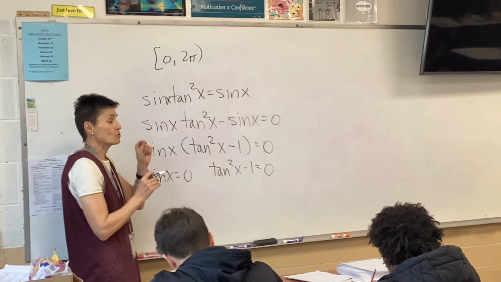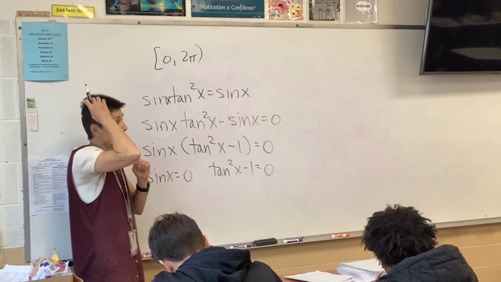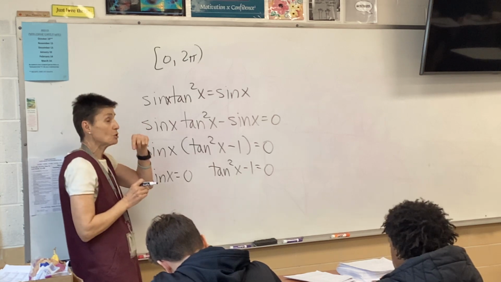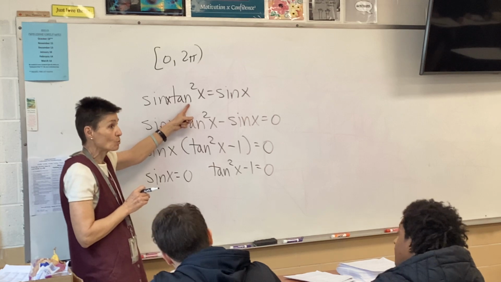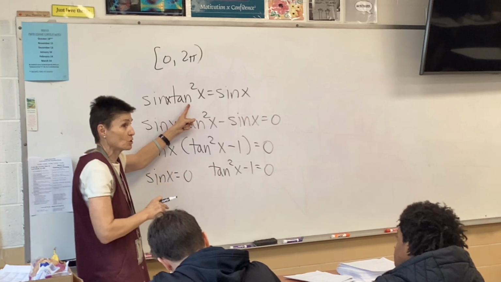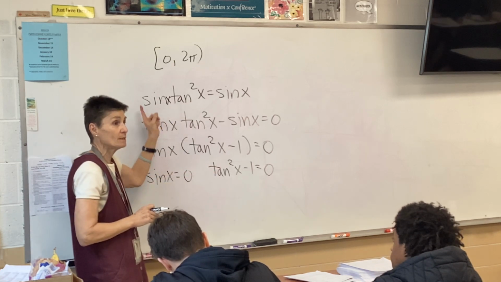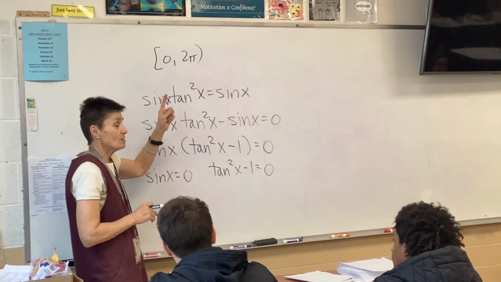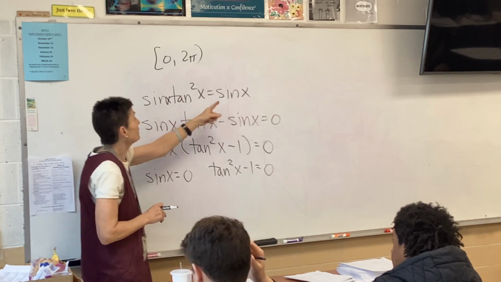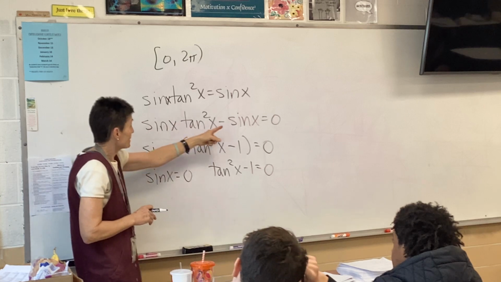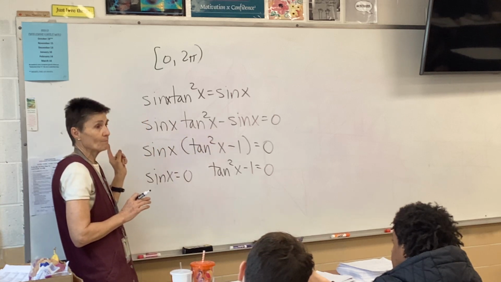Now, there are other strategies you can do, but I want to remind you that if you choose to change this into sine squared over cosine squared, which is an option, you're then going to have sine cubed, and you're going to have to deal with that. So it's probably just easier to do what Chris suggested, subtract the sine over and factor it out.